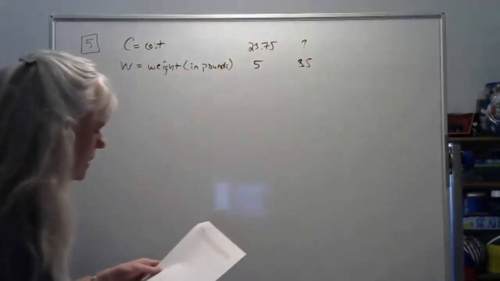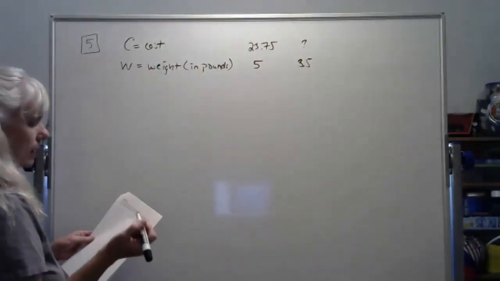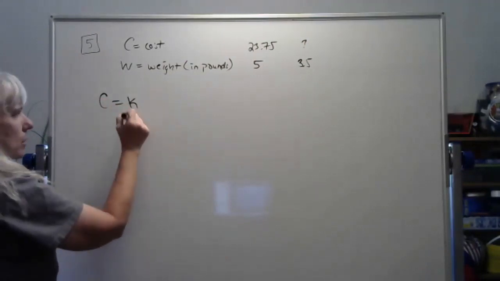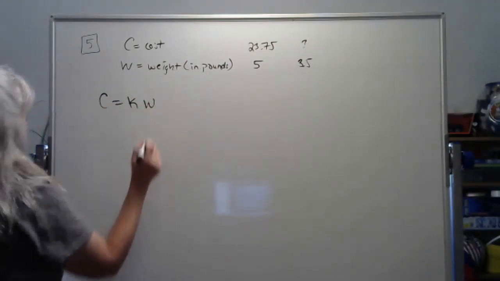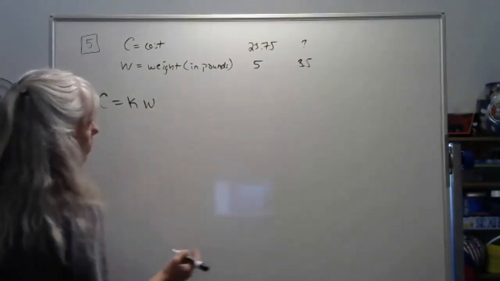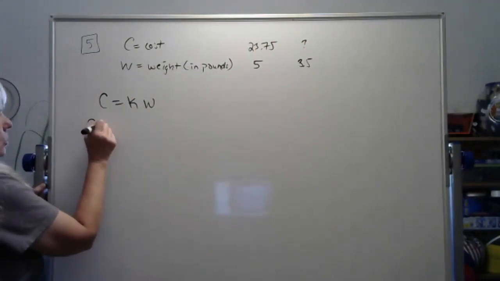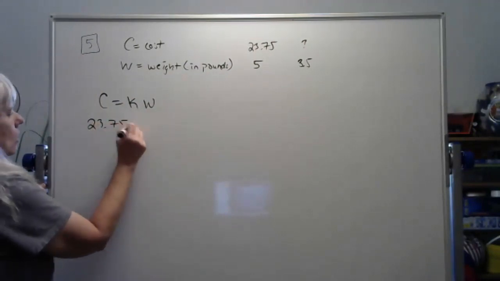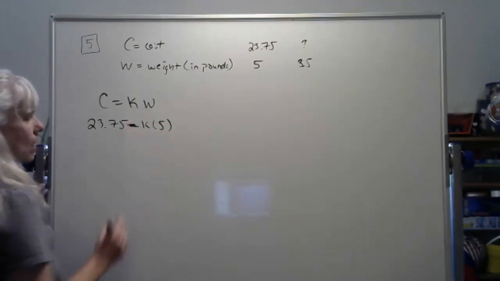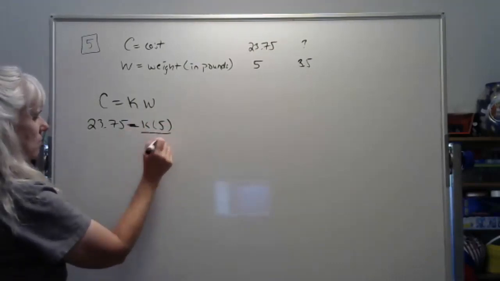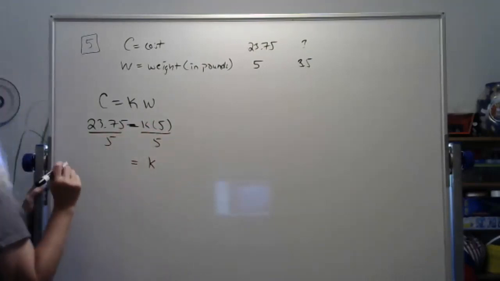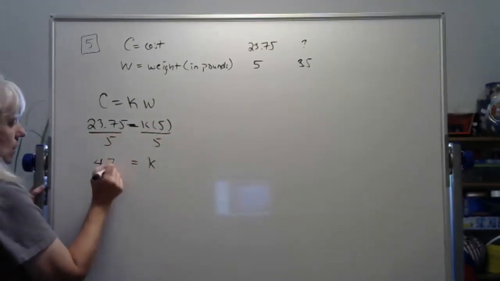So there's the information. Let's go write our beginning equation. I'll go back to what it says. It says that the cost varies directly with the number of pounds purchased. So because it says varies directly, we're going to put the weight right next to the K. We can then plug in the first set of information to figure out what K is. So we know that it was $23.75 when we purchased 5 pounds. So that would be K times 5. We'll just divide both sides by 5. And K comes out to be 4.75.